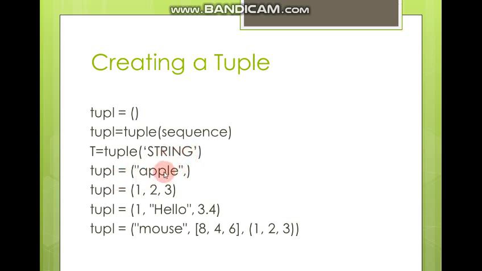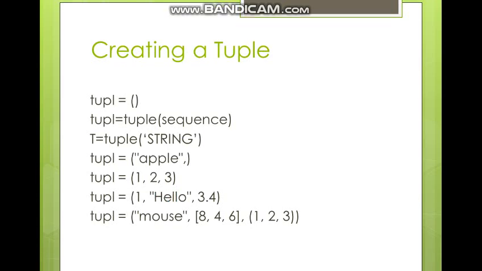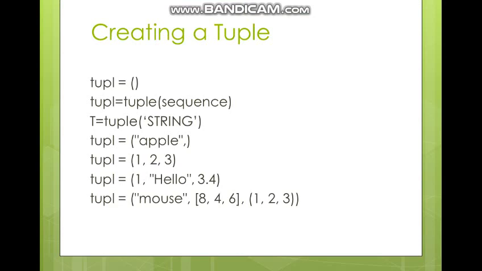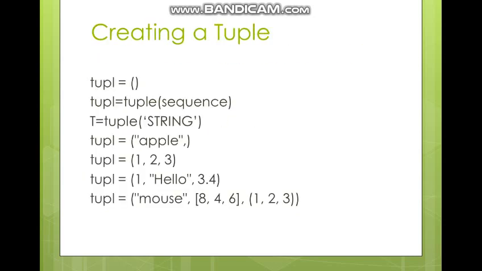This is again the same example. This tuple will store 3 integers. The next tuple will store an integer, a string, and a float value, and the last statement will store a string as the first element of the tuple, the second is a list, and the third one is again a tuple. This is again a heterogeneous collection.